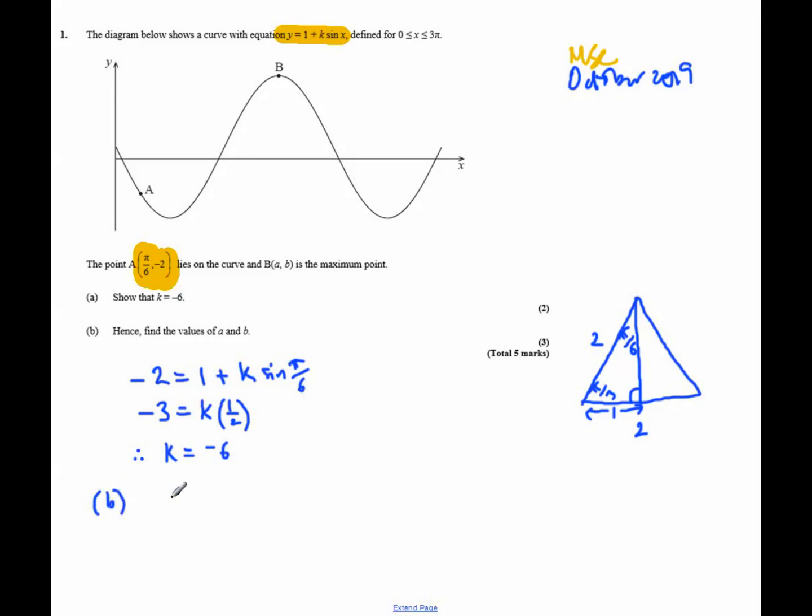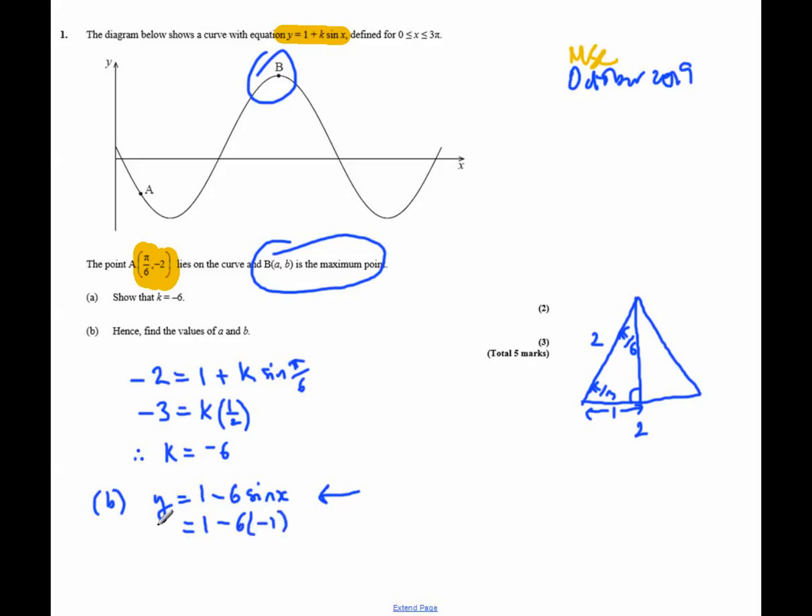For b, the first thing we're going to do is substitute that back into the equation. y equals 1 minus 6 sine x. Now, I want to find the values of a and b at this maximum point. And if you look back at y, the maximum of y is going to be when sine x is as negative as it can possibly be. In fact, it's going to be when sine x is equal to minus 1. And that gives us, at that point, that y is equal to 1 plus 6, which is 7.